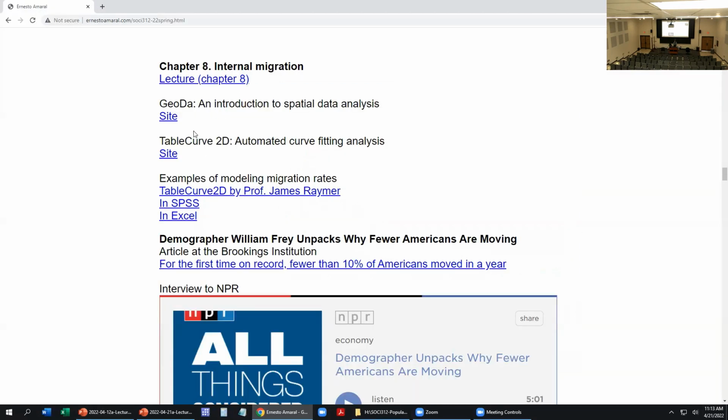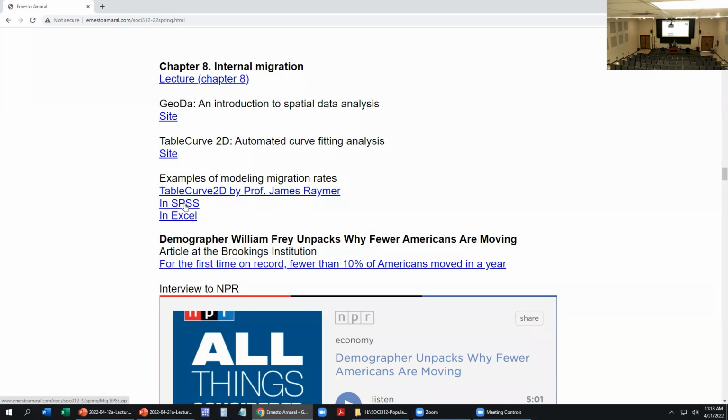And this is the material that I made available on our course website. So on our course website, under chapter 8, Internal Migration, I put information from Professor James Raymer that shows exactly how to model these migration rates so they look a little bit more smooth, mostly when you're analyzing migration to small areas. And he has examples in SPSS and Excel.